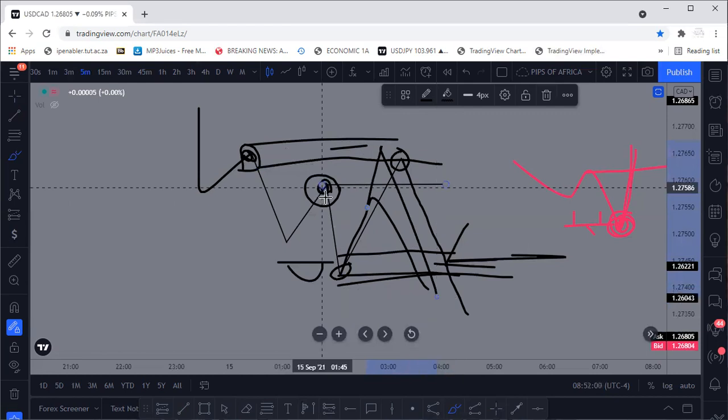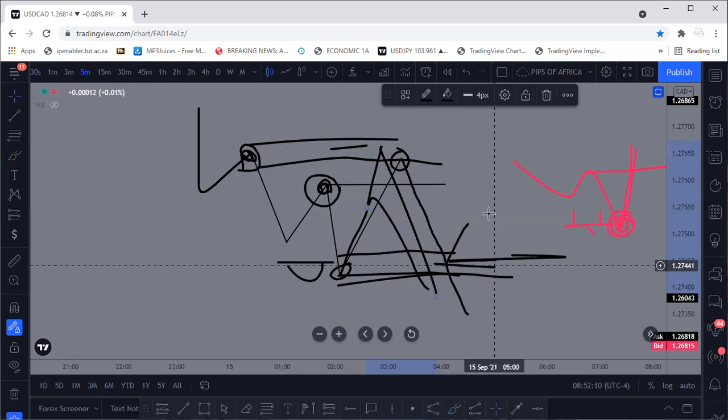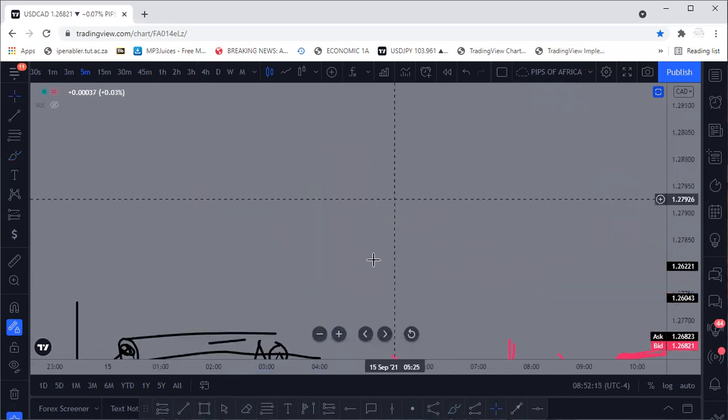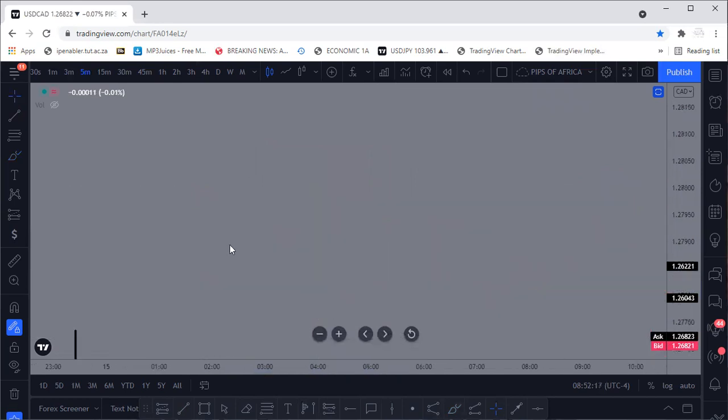So this is how you tell if a break of market structure is a true one or not. If it's a fake market structure, that is how you're going to tell. Okay. Let me repeat that once again, because you need to get these things right.